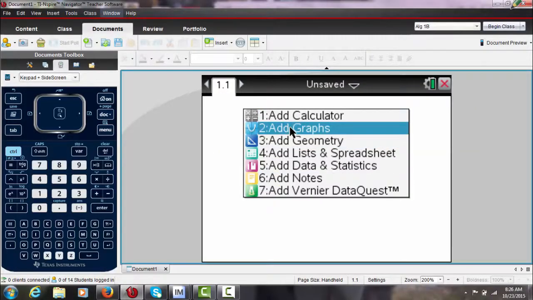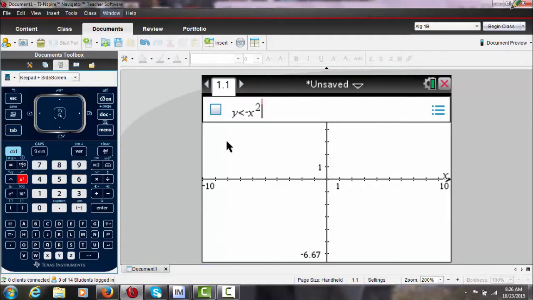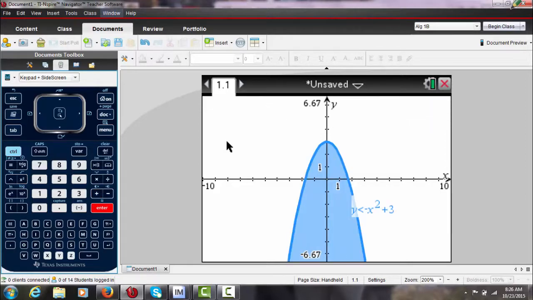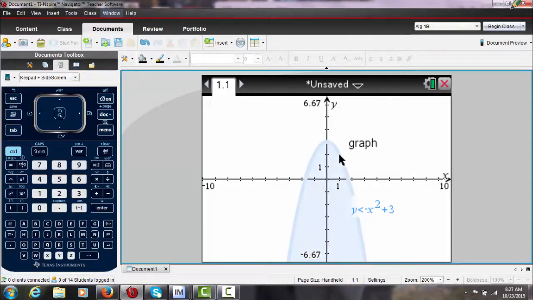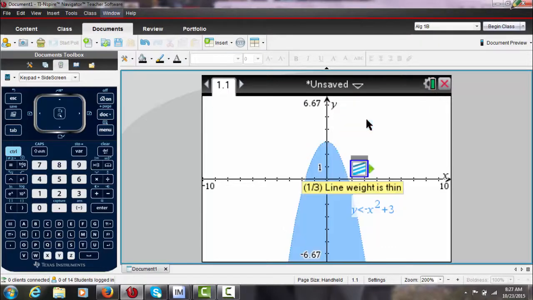But let me just show you the solution quickly for sake of time on your calculator. I'm going to add a graphs page, and the first graph is y is less than negative x squared plus 3. Now you should be thinking, ooh, parent parabola, upside down, up 3. And there it is. Now we've shaded below because it's less than. If you look at this carefully, kind of hover on the graph and right click, which is control menu, you can make it look more broken than it does at first by making that line weight thick.